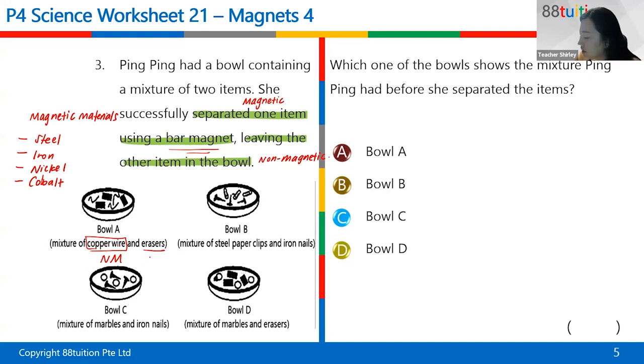It's non-magnetic. Of course, erasers are made of rubber, so it's non-magnetic. Now for steel, magnetic. Iron, magnetic. Marbles, non-magnetic. Erasers, non-magnetic. So the only setup with a magnetic and a non-magnetic object will be C. So the answer is C. That means when they put a bar magnet here, it will attract the iron nails, but you will leave behind the marbles. Marbles are usually made of glass, and glass is, of course, not a magnetic material.